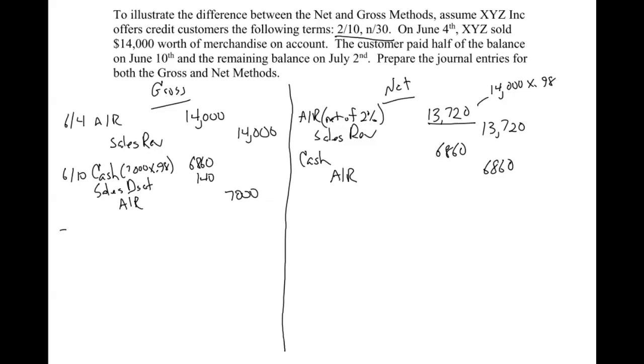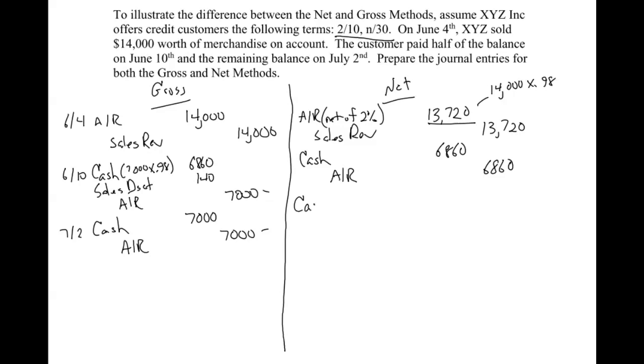And then on July 2nd, they pay off the remaining balance. Over here, they're going to pay off the remaining balance, which is 7,000 that they still owed, that they did not take the discount on. So the accounts receivable account is now zero for this customer. We have the 7,000 here and the 7,000 here, which takes the 14,000 off the books.